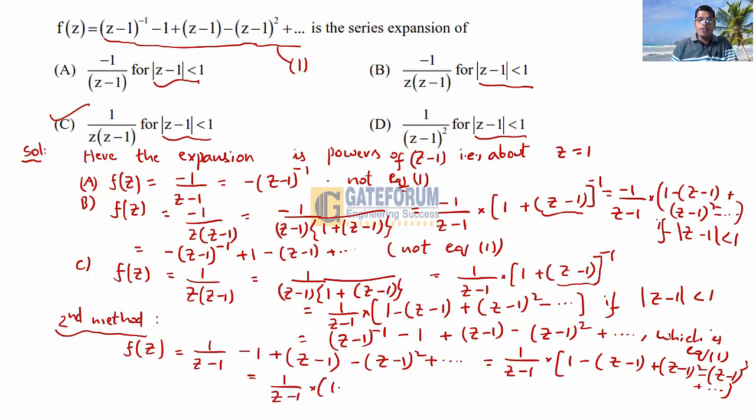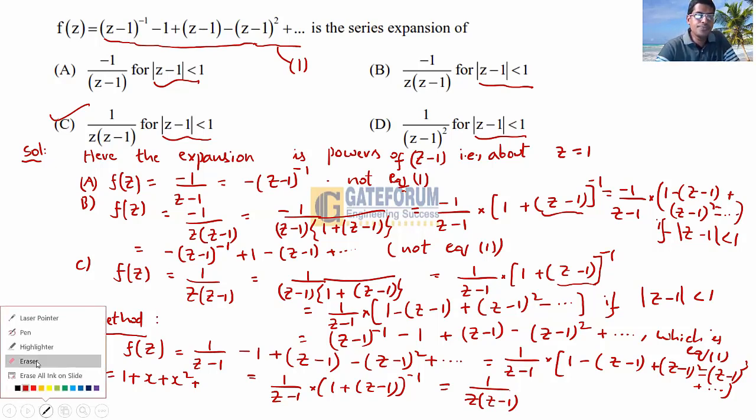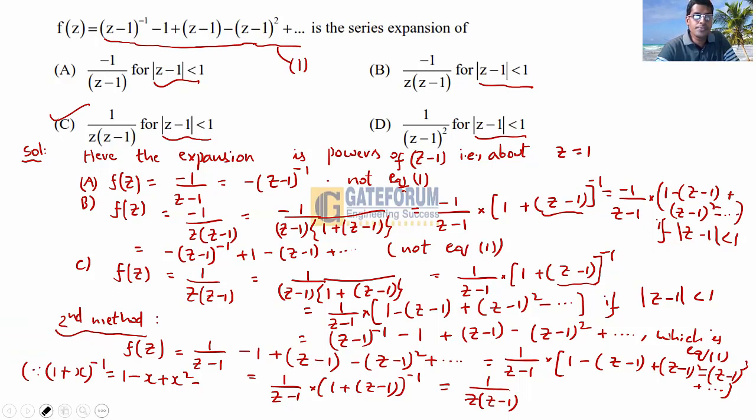That is into 1 plus x. That means plus z minus 1 to the power minus 1. So 1 minus 1 cancel. Then z power minus 1 can be written as 1 by z. That is finally 1 by z into z minus 1. Accordingly options. So 1 plus x whole to the power minus 1 is equal to 1 minus x plus x square minus x cube plus x. This is the binomial expansion if mod x less than 1. So here if mod z minus 1 less than 1. Anyhow, in both methods, we got answer 1 by z into z minus 1. Accordingly, option C. This is the end of the question.